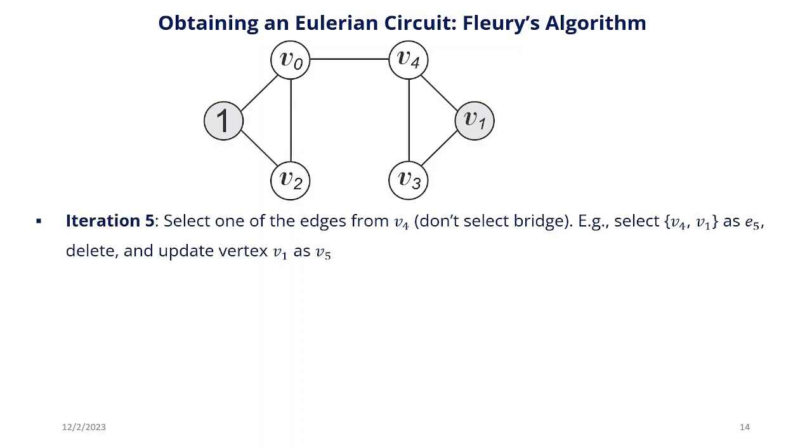Continue from there. Select one of the edges from V4. Don't select a bridge. For example, you can select V4, V1. See, this is a bridge. Make sure you don't select a bridge. You have two other options. So you can select V4, V1 as E5. Or you can select V4, V3 as E5. So let's select V4, V1.